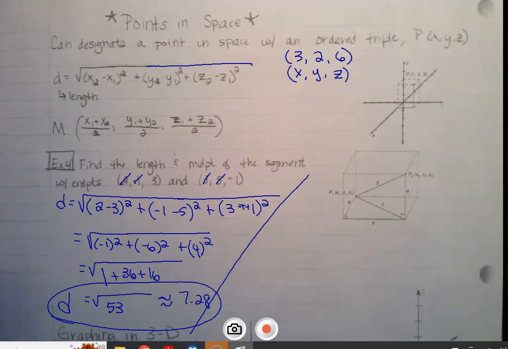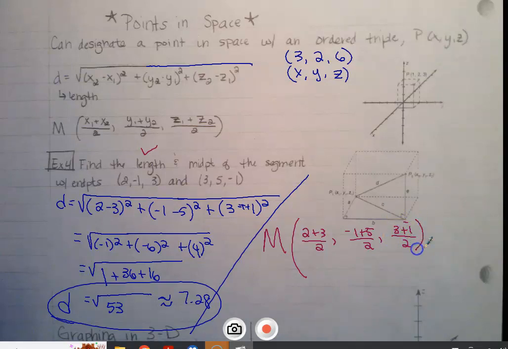Okay, so now we found the length, which was the distance, and now we got to find the midpoint. So M equals the sum, right? Right here, the sum of our values. And we're finding the average, I should say, not the sum. Okay, so what are the averages of my x values? Okay, so 2 plus 3 divided by 2, comma, my y values. -1 plus 5, and my z values. 3 plus -1. Oh, 3 plus -1. Okay, right. Okay, divided by 2.